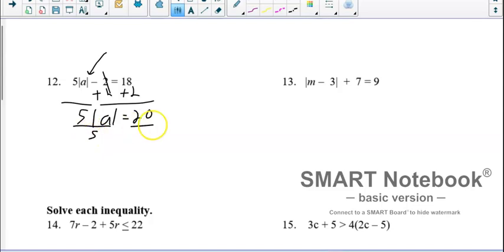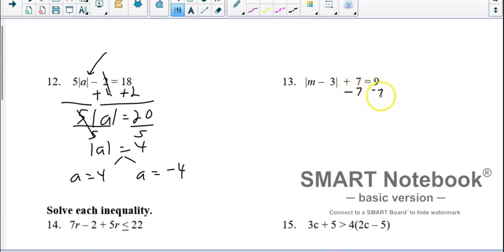We can divide and get rid of it. And that gives me the absolute value of A is 4. That means some number is 4 spaces away from 0. Now at this point, since it's alone, we can split it. And all we do is we say A equals 4, A equals negative 4, and in this problem we're actually done already.